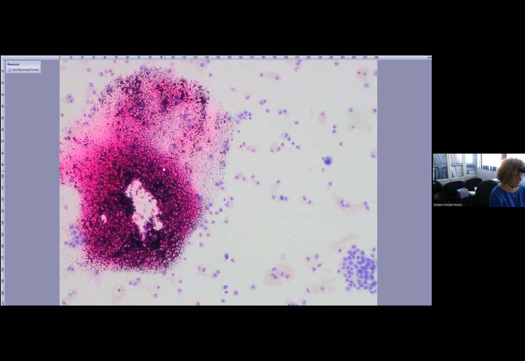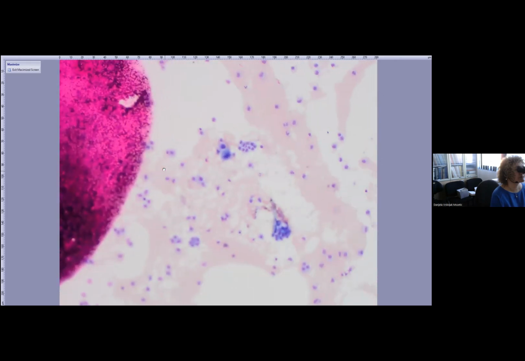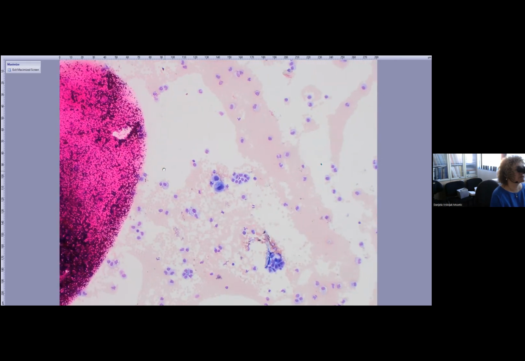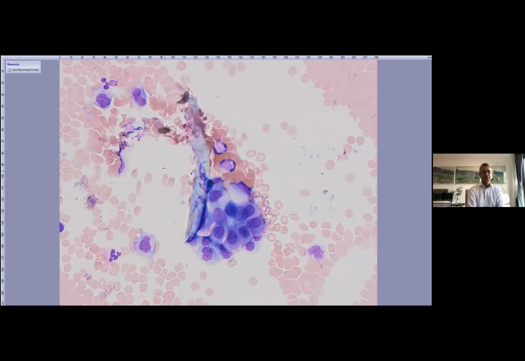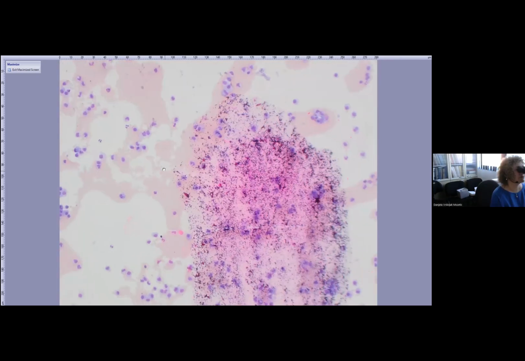Okay, let's see. What do we have here? So just a few large cells. I'm sure we have better preparations to show you. Maybe the next one.